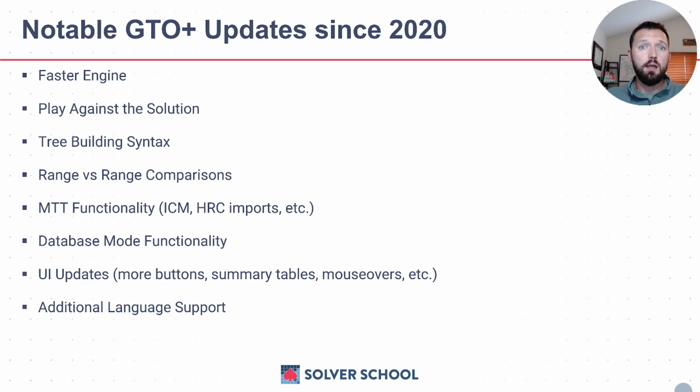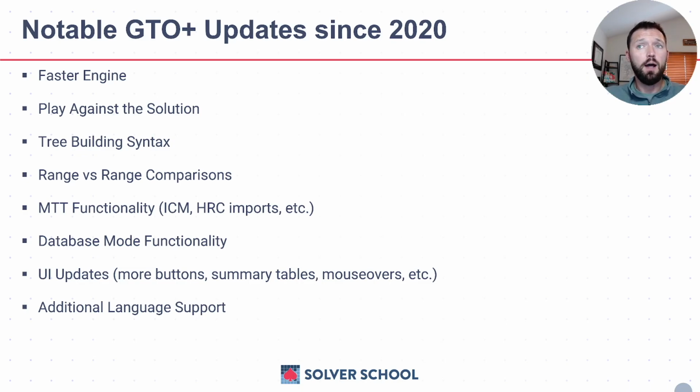First off, one of the first updates that came out in 2020 after I released that video is a faster engine, and we'll talk about that. There's a play against the solution function, which actually was out right when I released the videos, but I didn't actually touch on it in any of those 4 videos, so I'll go through the play against the solution functionality. I will cover some updates on tree building syntax, and actually if you watched my Solver Shorts episode 2, I did cover a little bit of the GTO Plus bet sizing syntax, but I'll touch on that a little bit here.